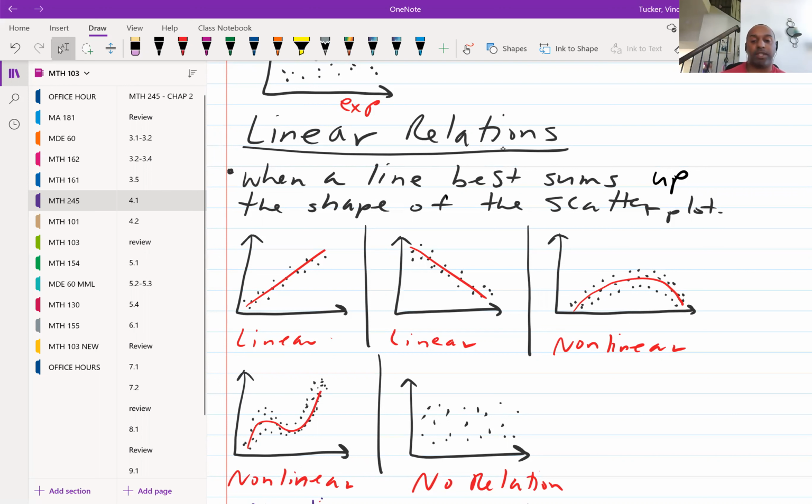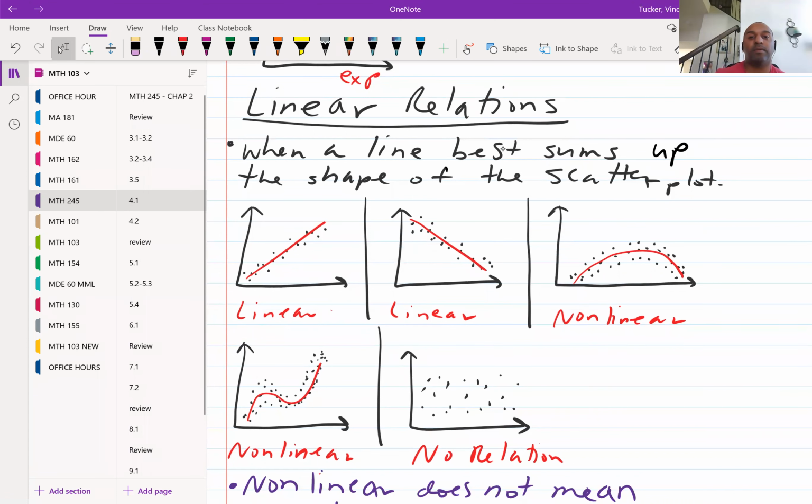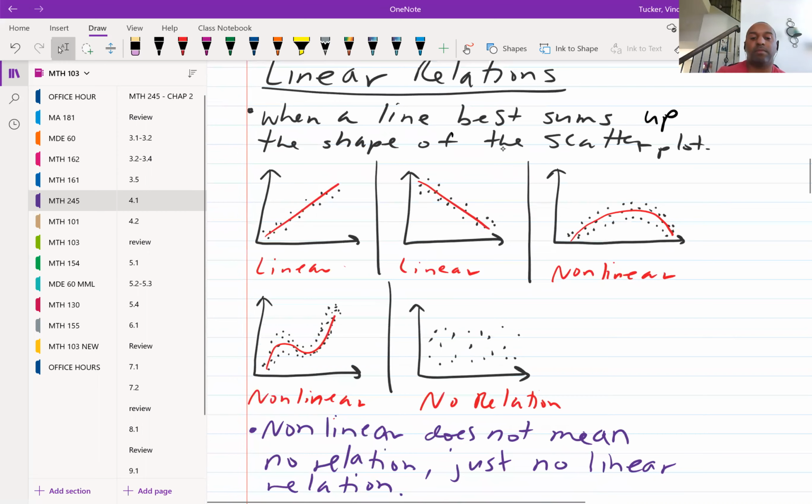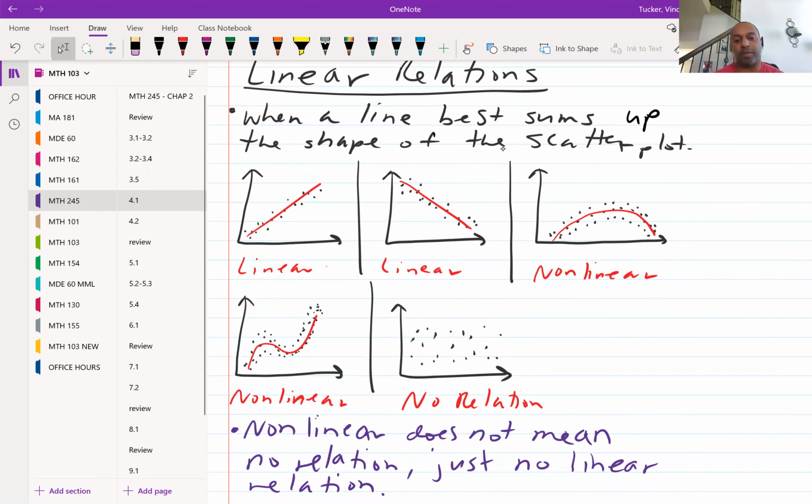And then the last one is an example of one that has no relation. And that's what the statement down in the purple says: non-linear does not mean no relation, just no linear relation.